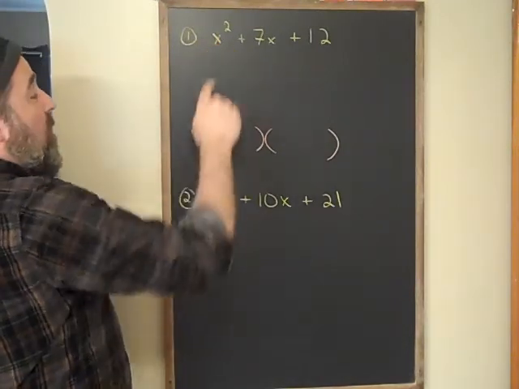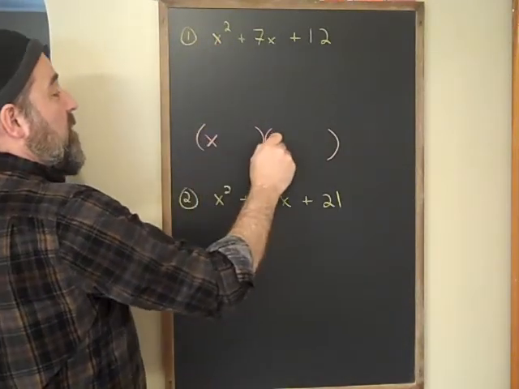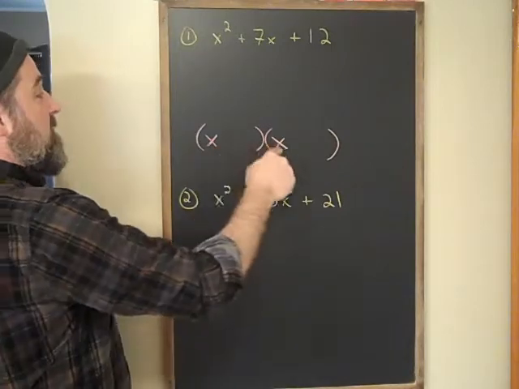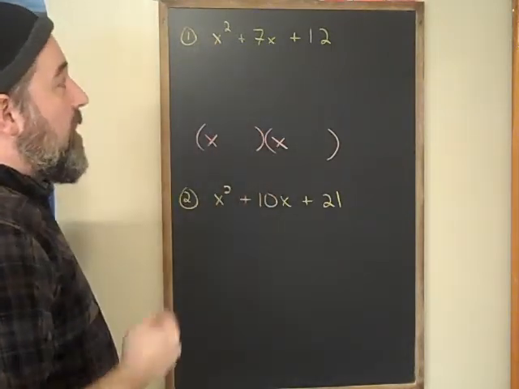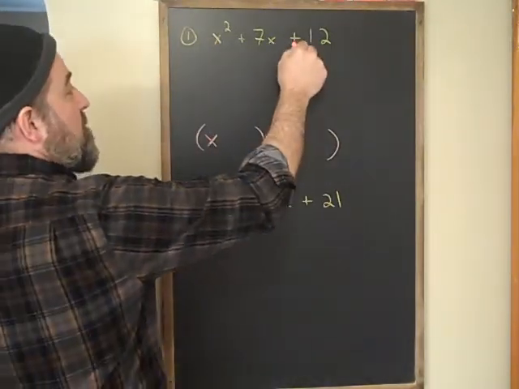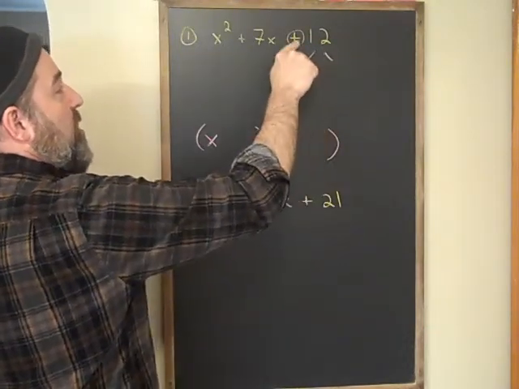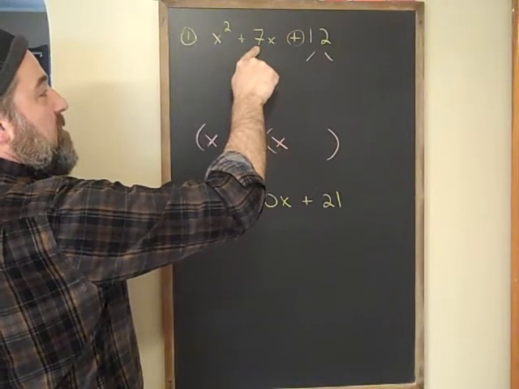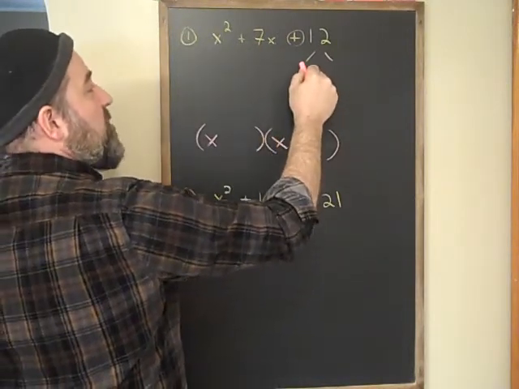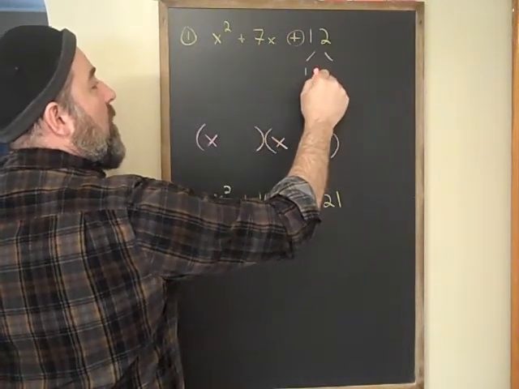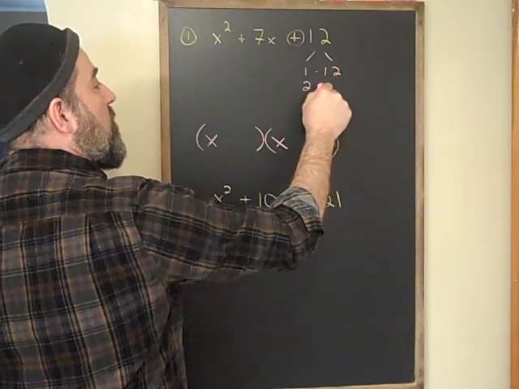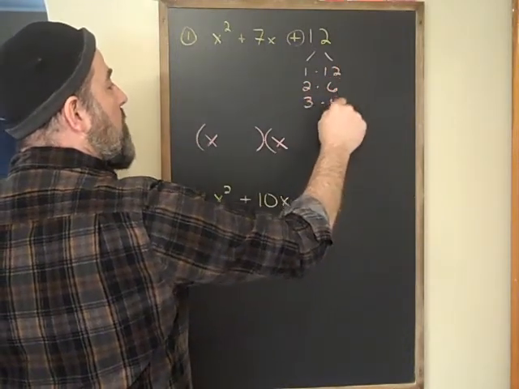You can set up already that the first term in each binomial is going to be x and x, because x times x gives us x squared. Now, because we see this plus 12, it's telling us we want factors of 12 that add to be 7. So let's make a comprehensive list of the factors of 12. 1 times 12, 2 times 6, 3 times 4.